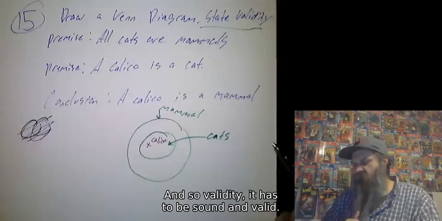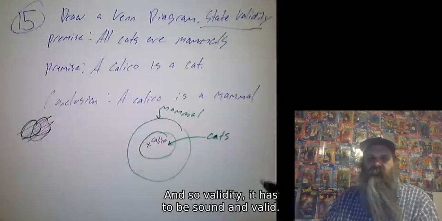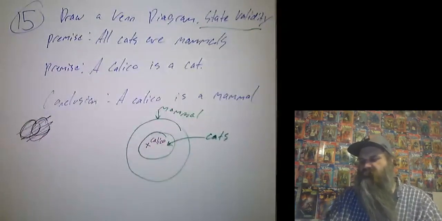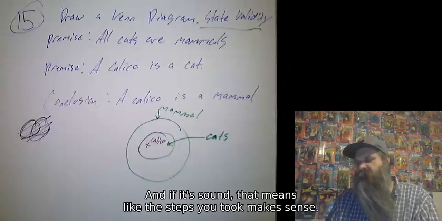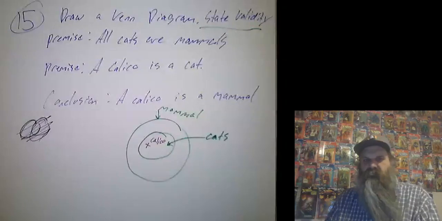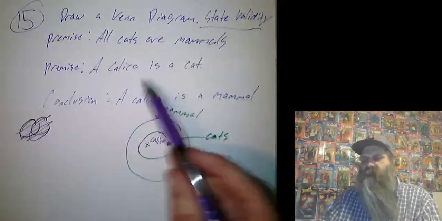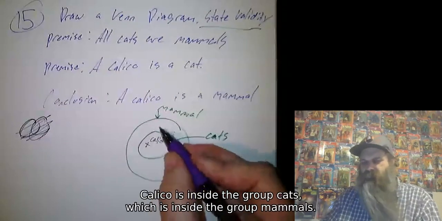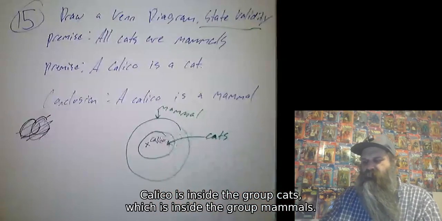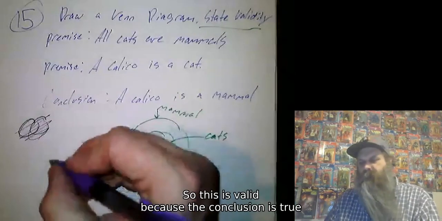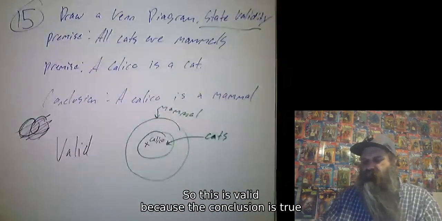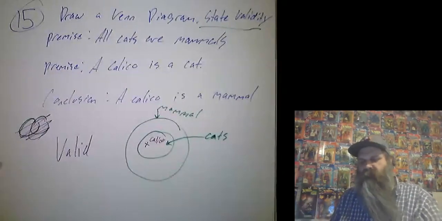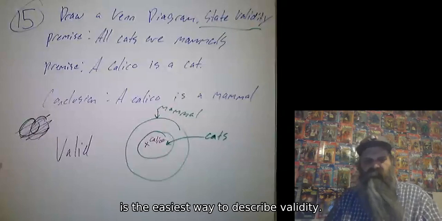And so validity, it has to be sound and valid. If it's sound, that means the steps you took make sense. And in this case it does. All cats are mammals. A calico is a cat. So a calico is a mammal. That makes sense. Calico is inside the group cats, which is inside the group mammals. So this is valid because the conclusion is true and the steps we took to get there make sense. That's the easiest way to describe validity.